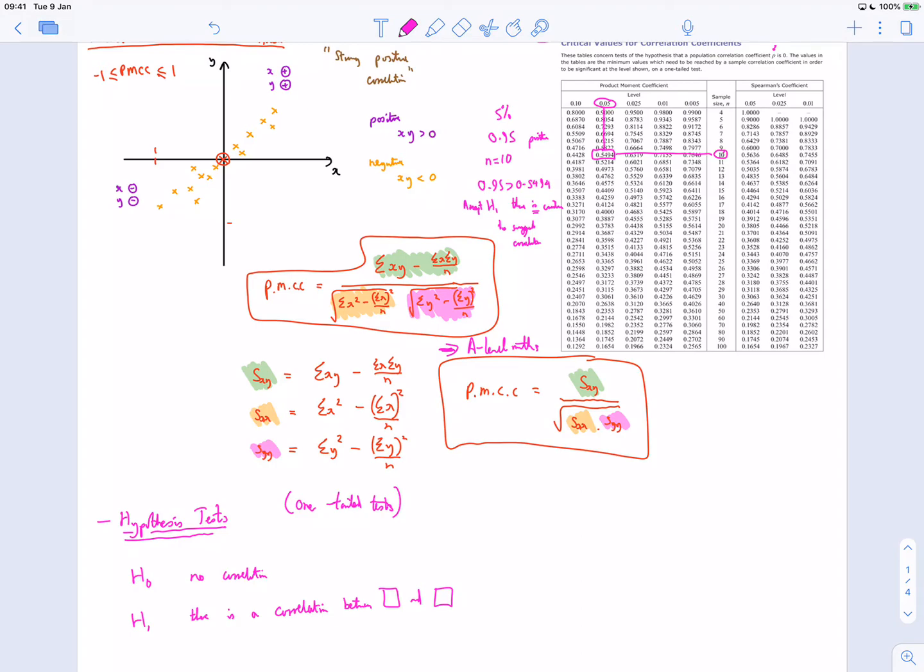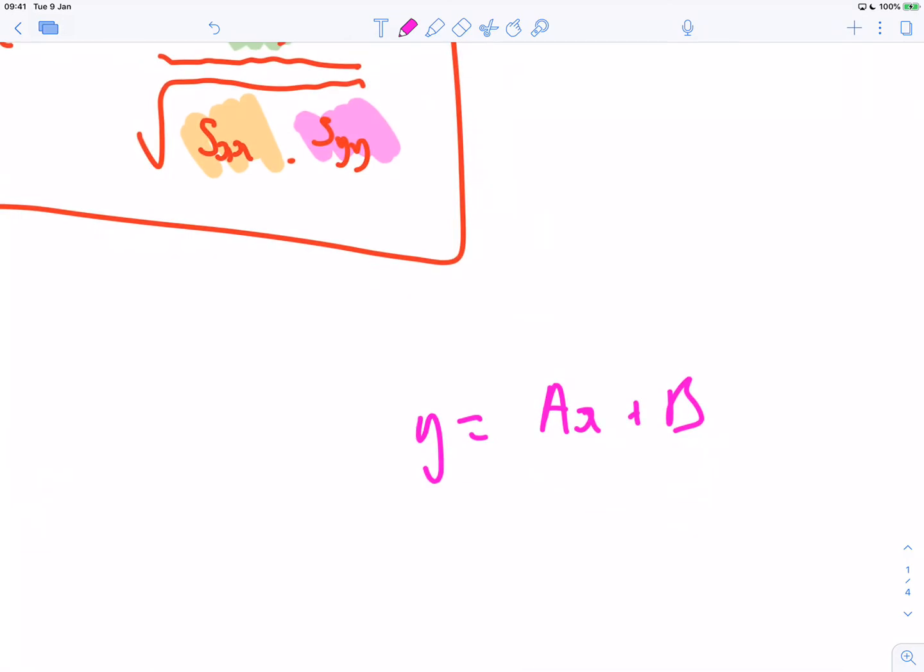Is it? Well, linear coding, think about it for yourself. It doesn't matter if you stretch out. So let's think about coding. Let's say y equals ax plus b.